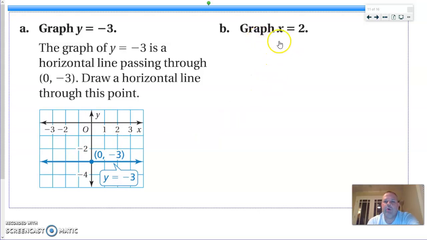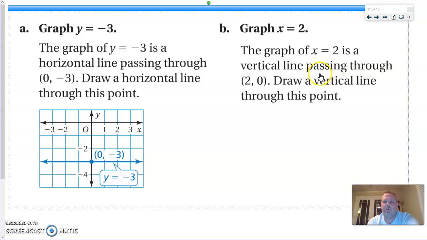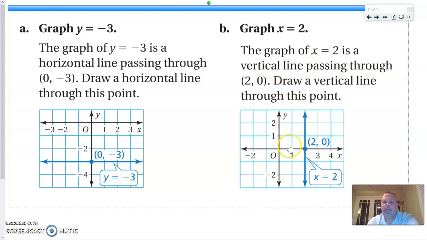This second example, graph x equals 2. I know that since it's x, it's going to be a vertical line up and down. It will be at 2. Again, a vertical line through (2, 0). When I get there, there's (2, 0), and it goes straight up and down. So again, horizontal is y equals, vertical is x equals.